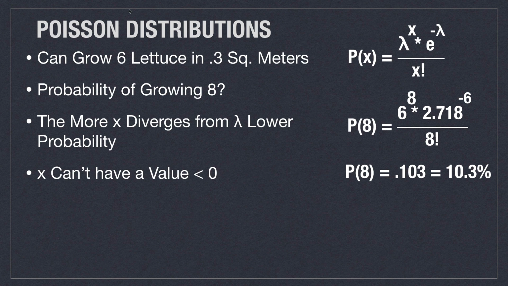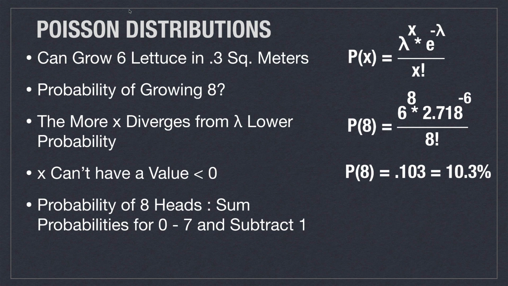It is important to make sure that x has a value no lower than 0. And then if you want to find the probability of getting at least 8 heads of lettuce, we're going to sum the probabilities for 0 through 7, and then subtract from 1.